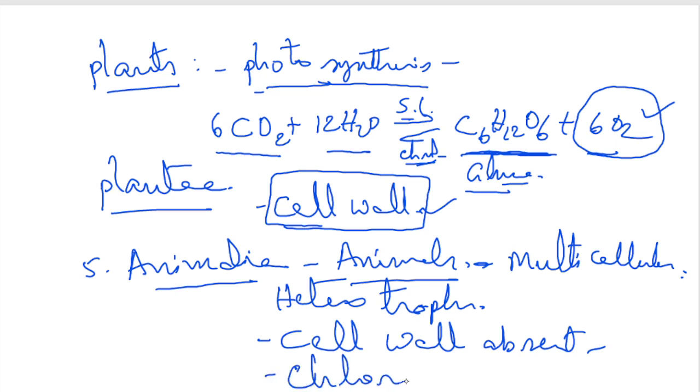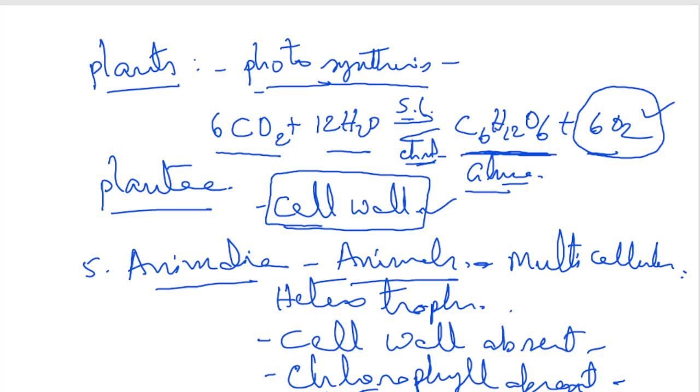Chlorophyll is absent in Animalia. Because of that, they cannot perform photosynthesis, as plants have the capacity to do. These animals don't have that function, so they cannot prepare food material on their own. So they depend on other animals or plants for gaining food material, and that is why they are called heterotrophs.